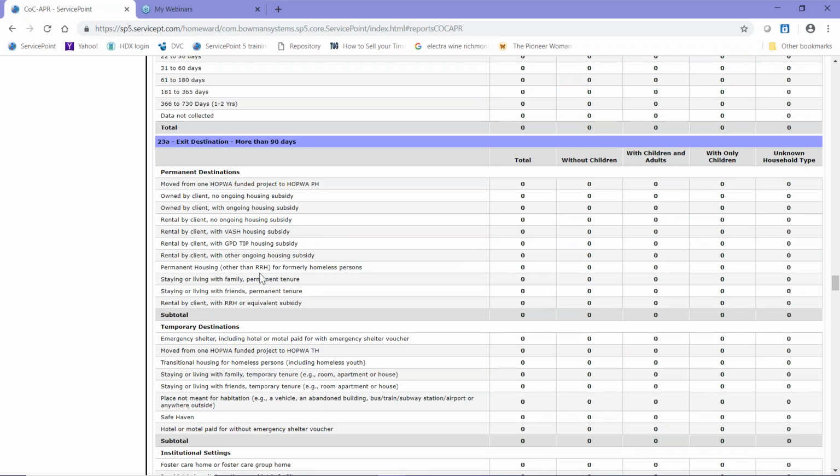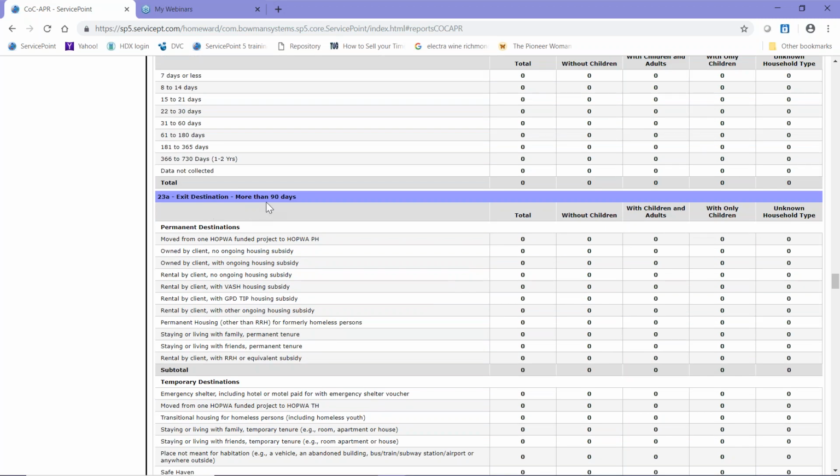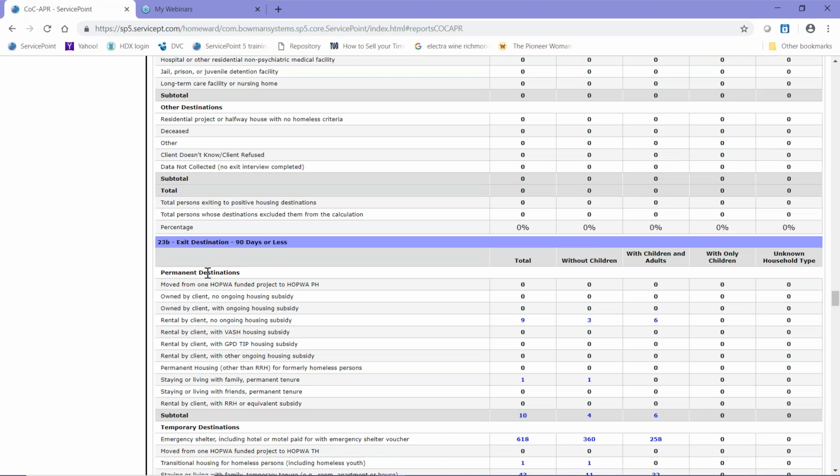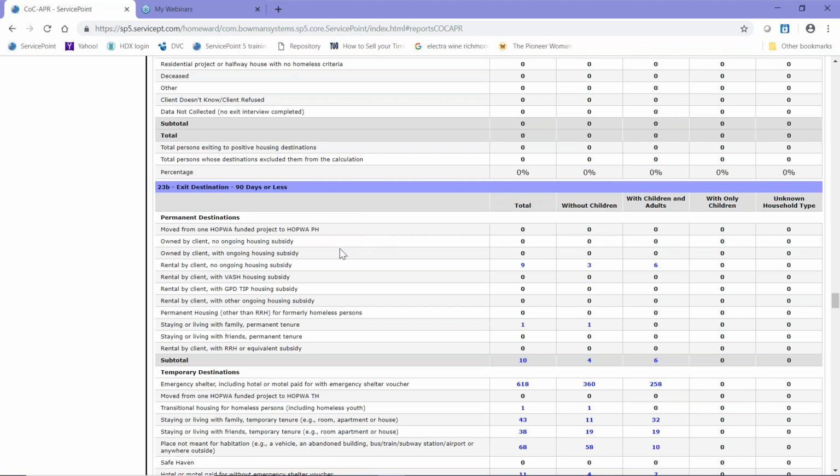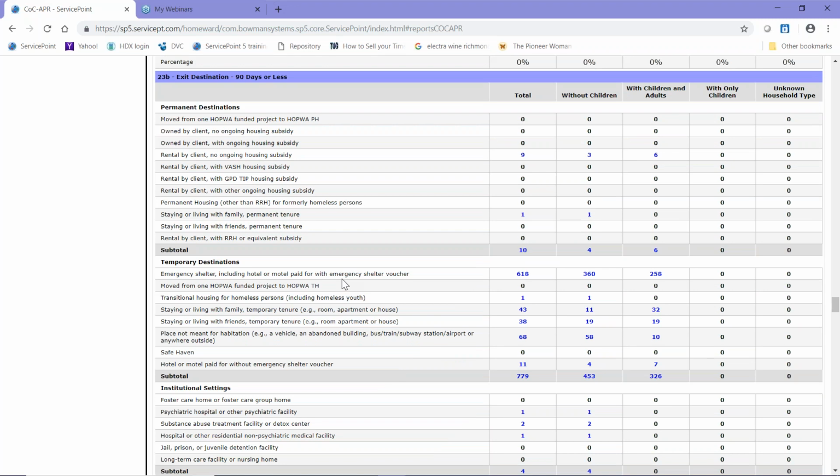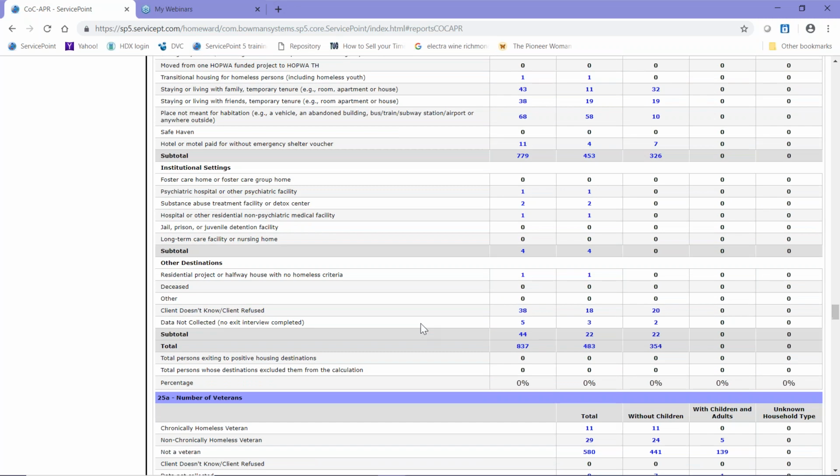And then question 23 is 2 parts. Exit destinations for people who stayed more than 90 days and exit destinations for people who stayed less than 90 days. So to get your total exit destinations, you have to add up both subsections. So for this project, we know the clients stay less than 90 days, so their exit destinations are going to fall into 23B. And again, this is coordinated entry, so this is the people calling saying, I need some type of assistance. So their exit destinations are spread out through all the choices.